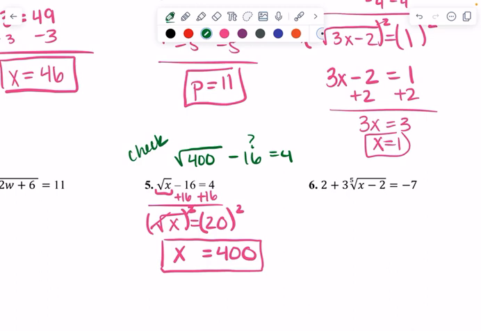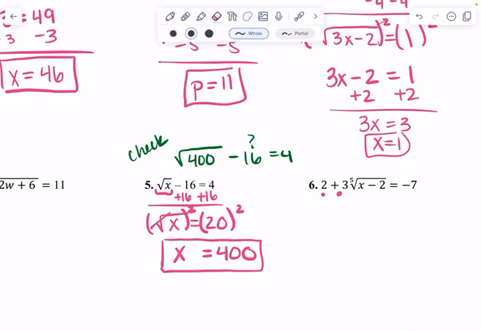All right, and then your last one here. 2 plus 3 times the fifth root of x minus 2 equals negative 7. So keep in mind, the numbers 2 and 3 are sort of separate. 3 is attached or multiplying with that fifth root of x minus 2, so it's not just a 3. You can't just say 2 plus 3. You got to get rid of them separately.